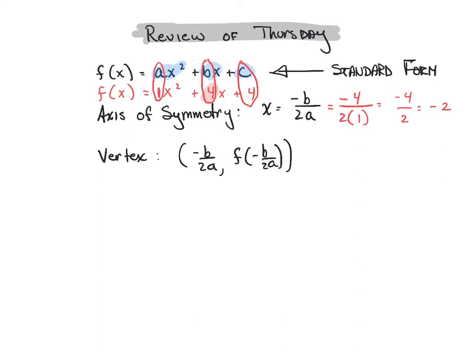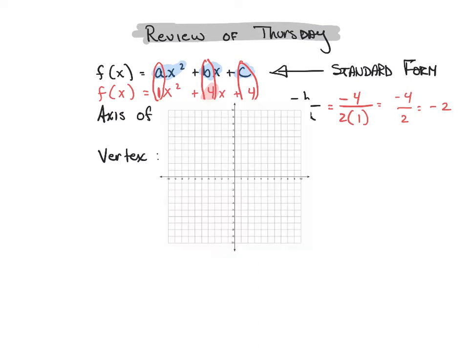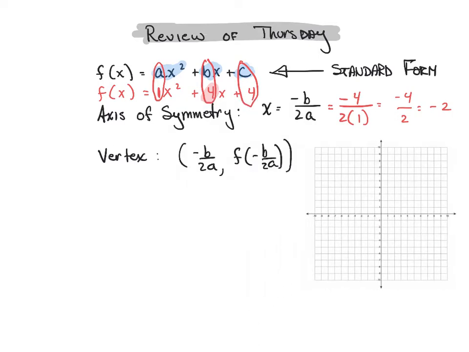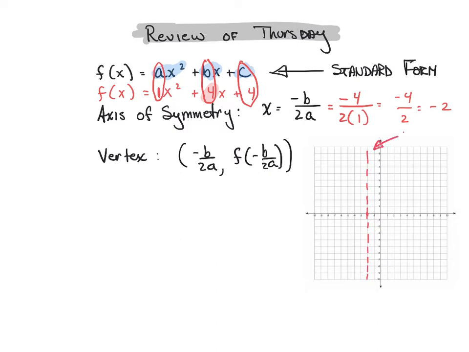Now, I'm going to pull a graph in here so we can take a look at this. So right at x is negative 2, x is negative 2 right here, that's going to be a vertical line that goes right through x is negative 2. And that is the axis of symmetry. Now remember, it doesn't tell us where the vertex is. I do know my vertex has to lie on that line. I just have to figure out how high or how low it is.